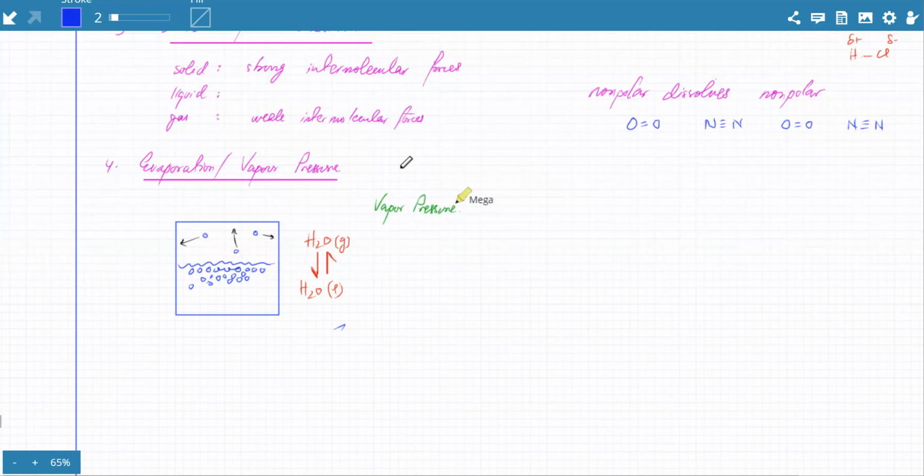So vapor pressure is the pressure exerted by the vapor. It's the pressure that's exerted by the vapor when it is in equilibrium with its liquid phase. So when it's in equilibrium with its liquid phase, that's vapor pressure.